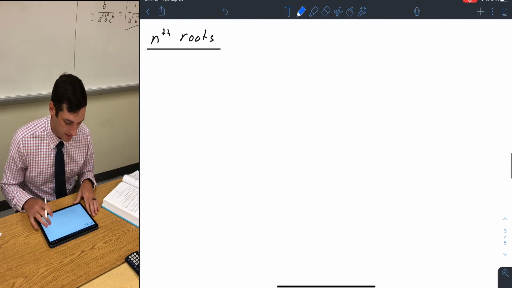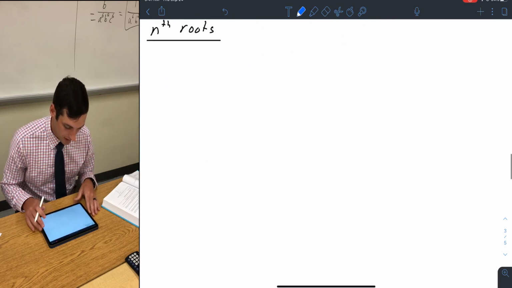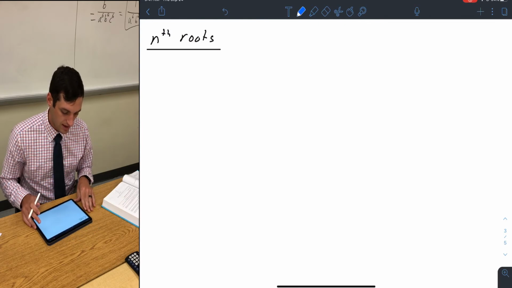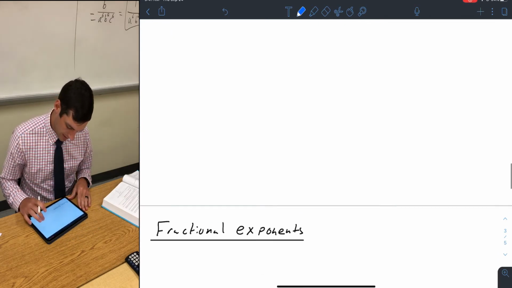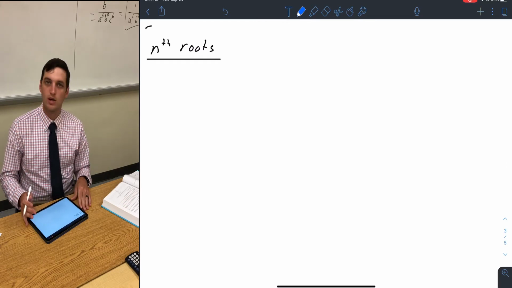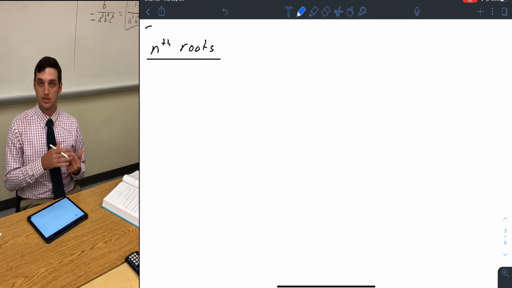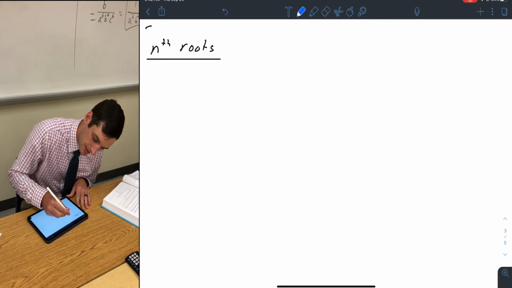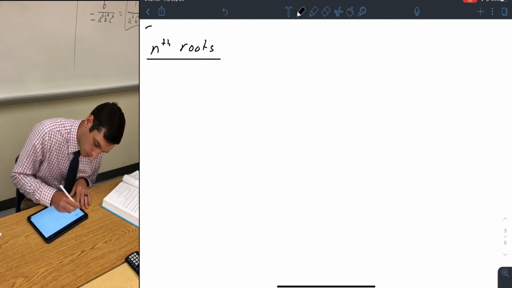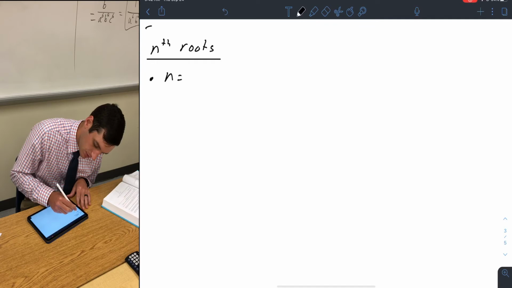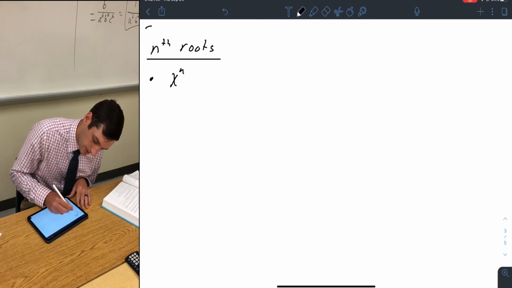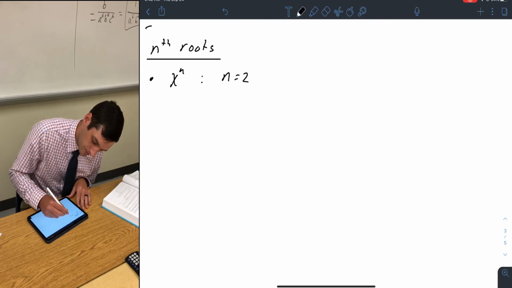Okay, so now let's talk about nth roots. So nth roots are kind of funny. Nth roots are whenever it's a square root. So let's say, here we go, n is equal to 2. Let's say x to the n up here, and then I want to put a colon here, and then n is equal to 2.